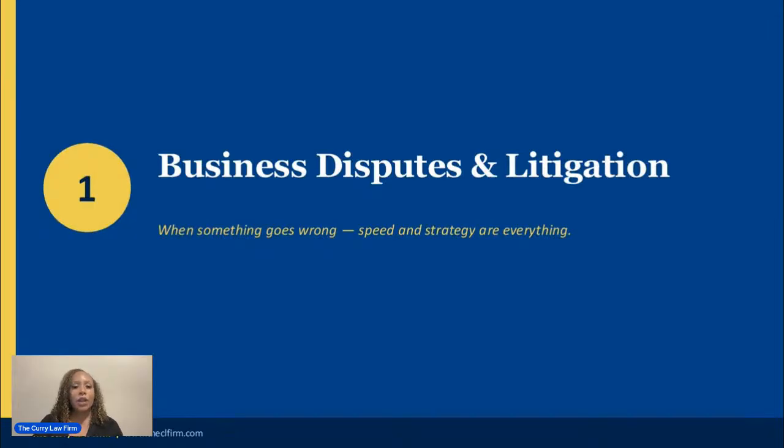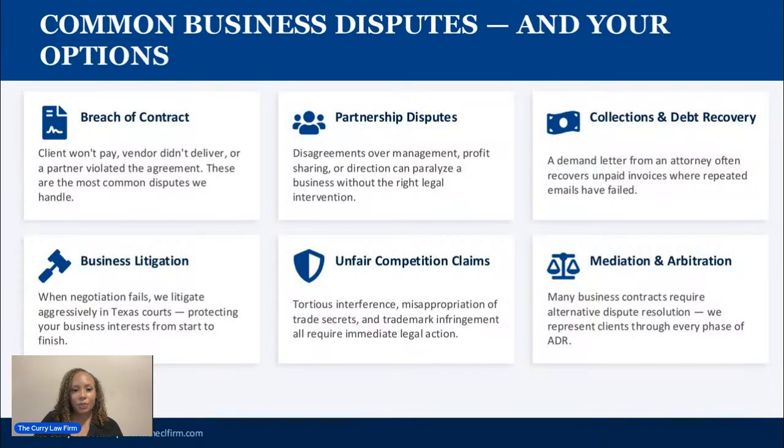All right, so the first topic, business disputes and litigation. When something goes wrong, how can you speedily correct it with strategy? So here's some common business disputes and your options of how to deal with those types of disputes. Breach of contract. This is when a client won't pay, the vendor didn't deliver, or a partner violated the agreement.